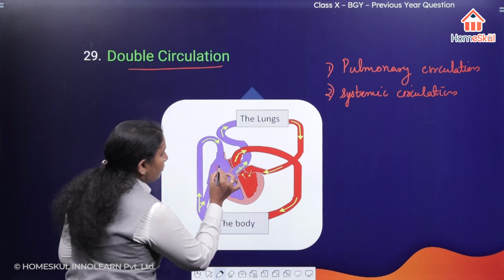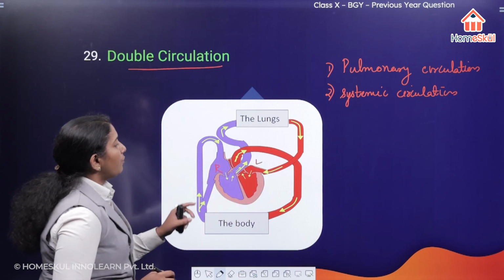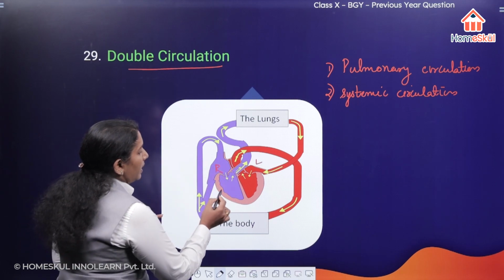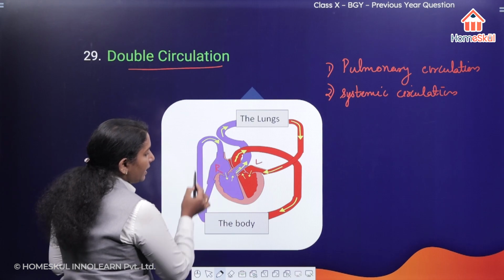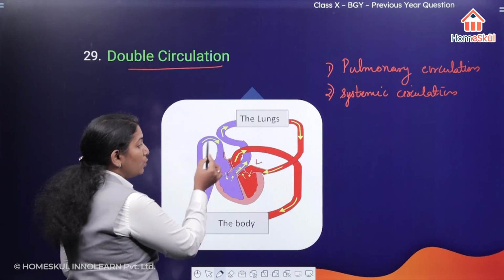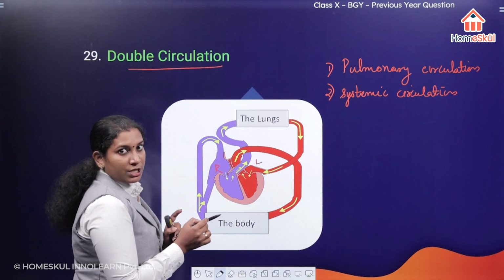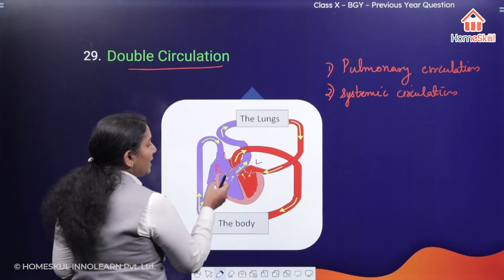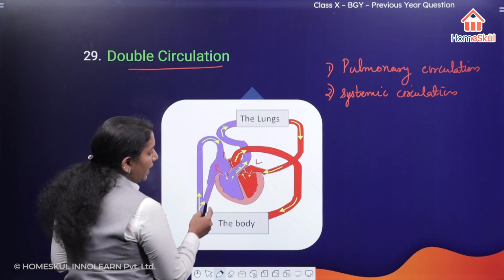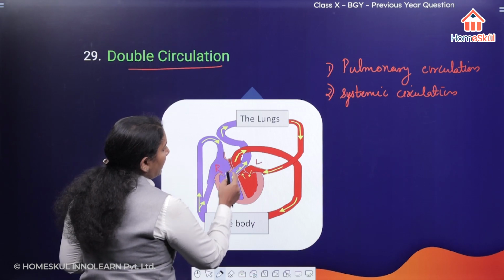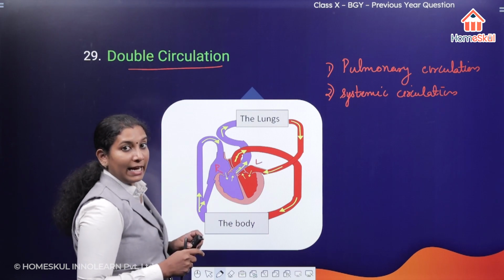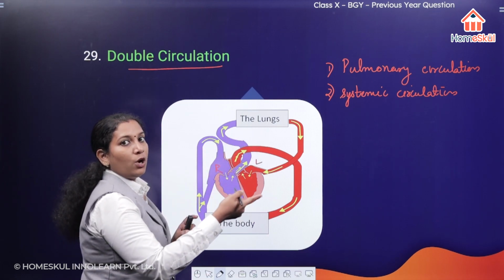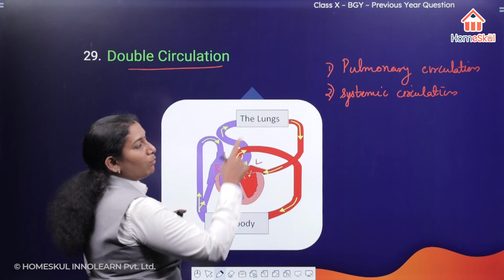this is the right side of the heart and this is the left side. From the right ventricle, the deoxygenated blood, here you can see the blue shade, that is indicating the deoxygenated blood, and here you can see the oxygenated blood, right? So the deoxygenated blood that is present in the right ventricle will be passed into the lungs through the pulmonary arteries for getting oxygenated, right? So that is pulmonary circulation.